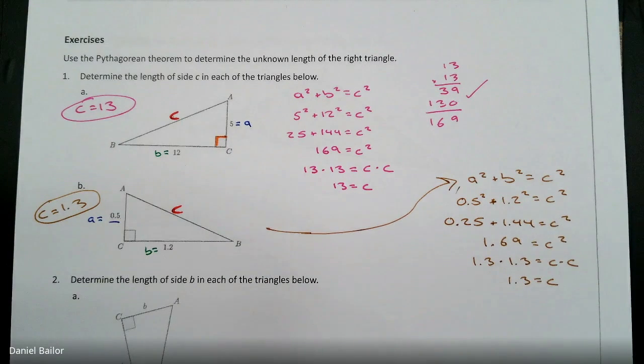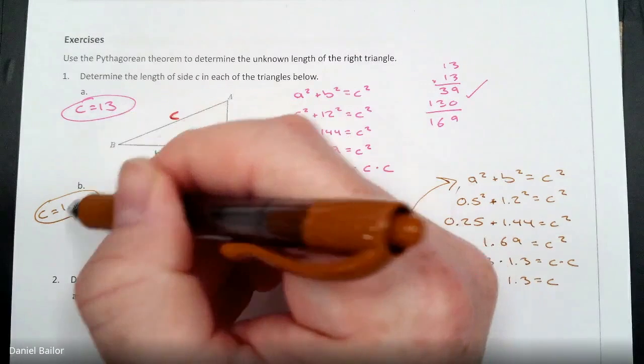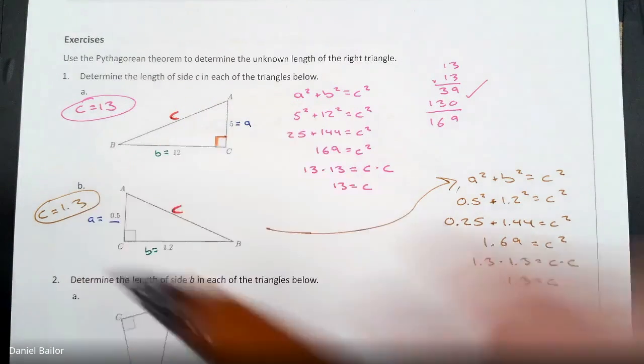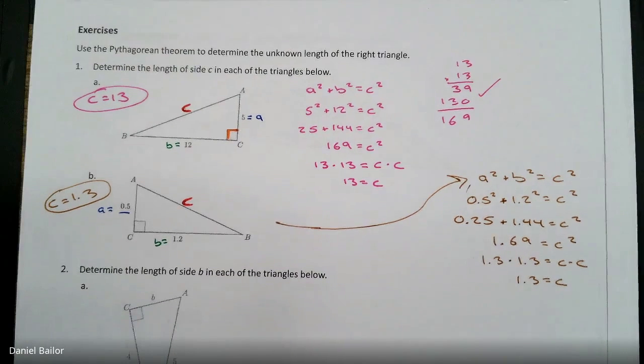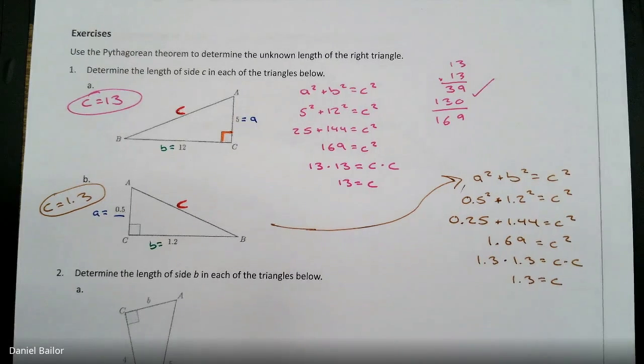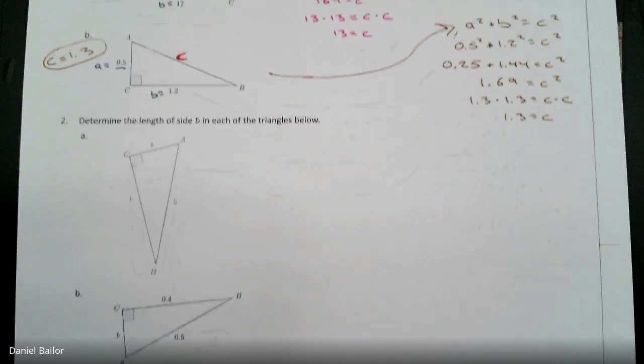The only thing that changed, we have 13 in the ones place. Now we have 13 stopping in the tenths place. Same digits, just different place values. But we got a little bit more practice with the Pythagorean theorem. Let's go to number 2, exercise 2, and get some more practice with the Pythagorean theorem.